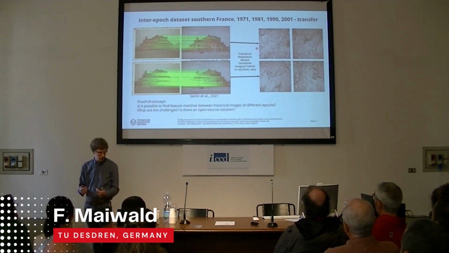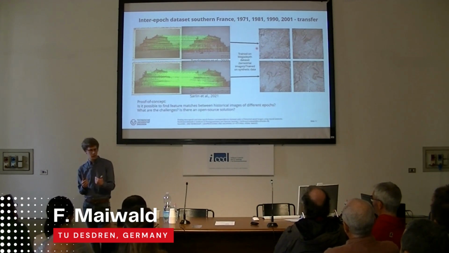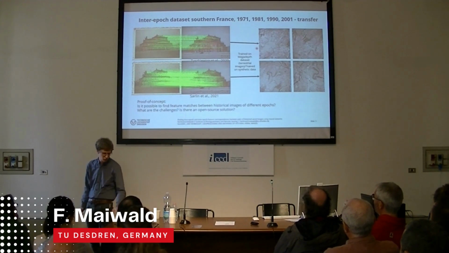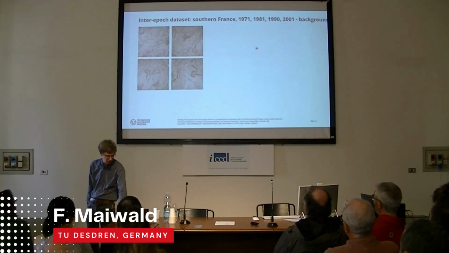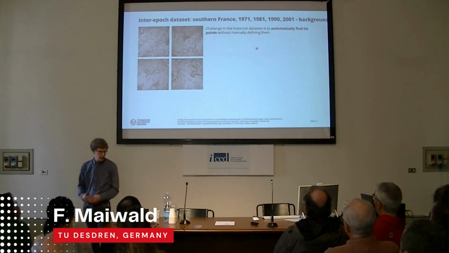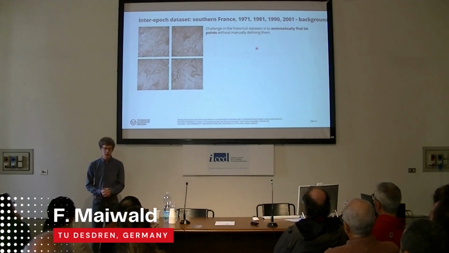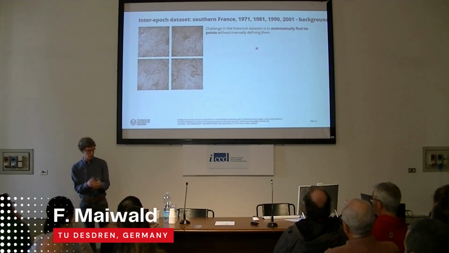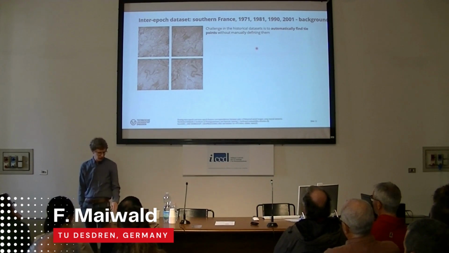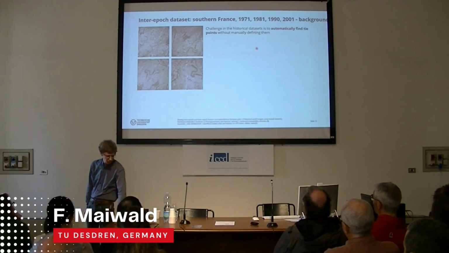Yeah, and it was just a proof of concept, and what are the challenges maybe we run into, and is there an open source solution so that we can go away from Metashape, which was not working quite well for these images. As I already said, the challenge in the historical data sets is to automatically find tie points. We heard a lot of examples here that most of the times it works quite well, but not always. And I really want to try the data sets where it doesn't work.